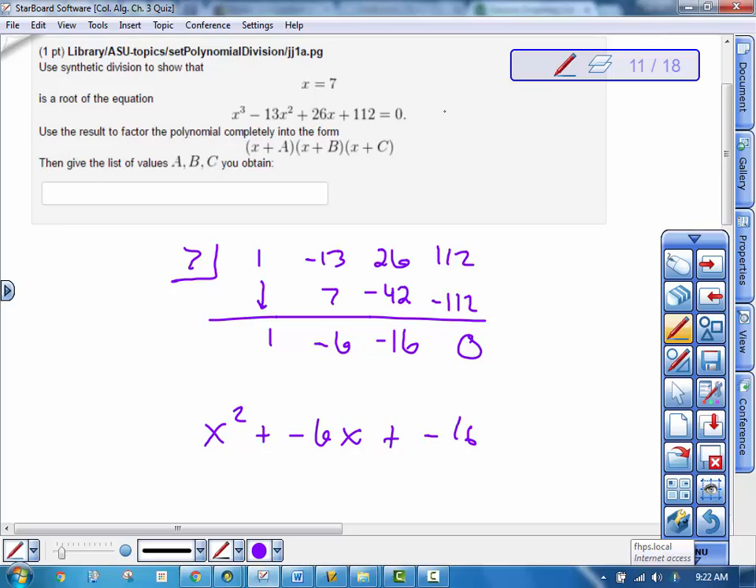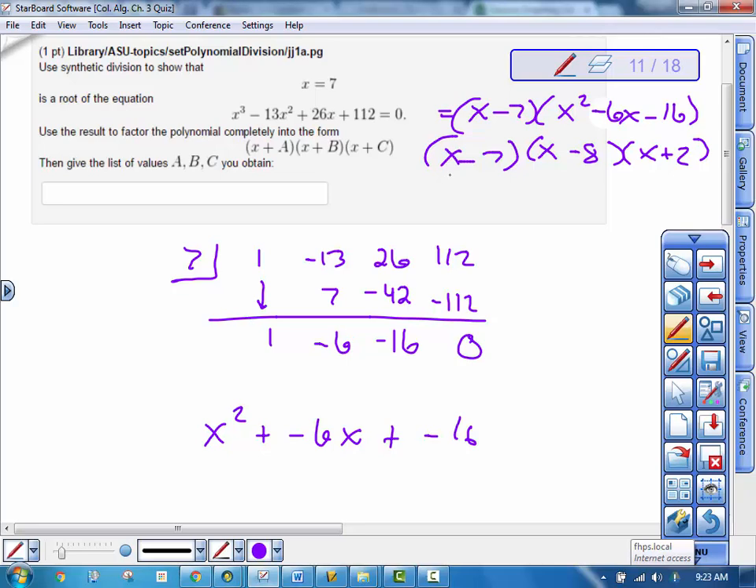Now, they told me to factor this completely, so far we know that one of the factors is x minus 7. We divided that in and we got this quadratic, x squared minus 6x minus 16. Well, if it factors completely, this should factor as well, so we should be able to factor this quadratic into two linear factors. So let's try that. Two numbers that multiply to be negative 16 and add to be negative 6 would be negative 8 and positive 2. And so there's the factorization completely.